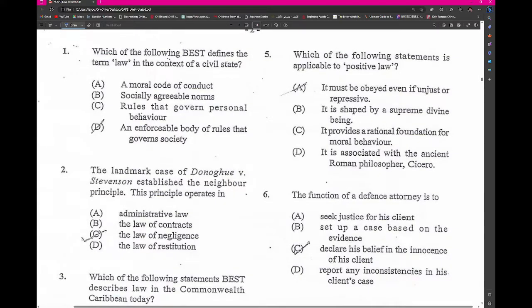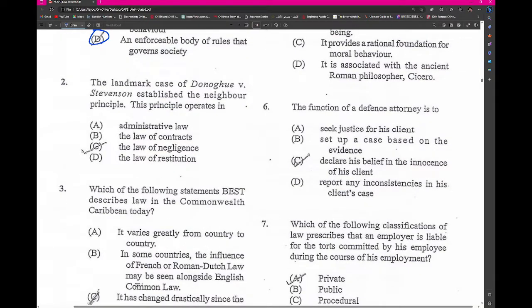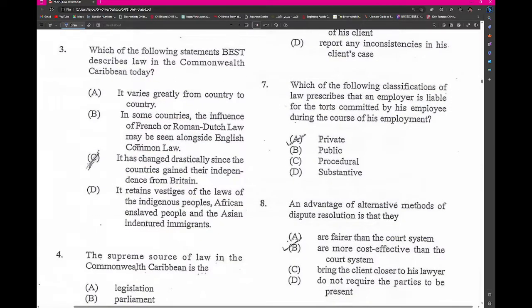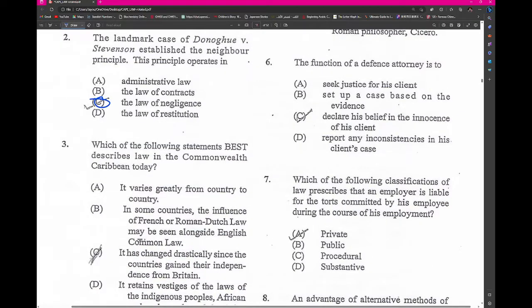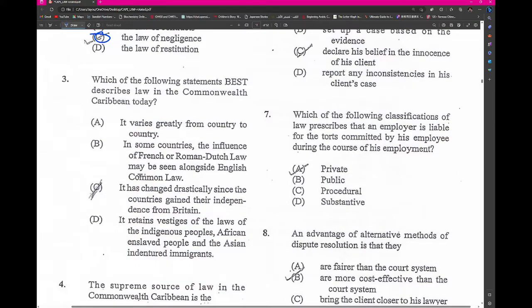Number 1, which of the following best defines the term law in the context of a civil state? So it must be enforced by the rules that govern society. The landmark case of Donoghue versus Stevenson establishes the neighbour principle. This operates off of Donoghue versus Stevenson. Yeah, there was negligence, right? So something would have fallen into the beer bottle, right? It was negligent of the company to allow that to happen.